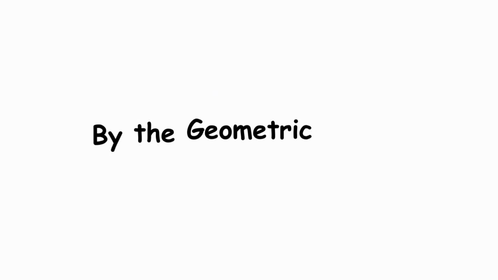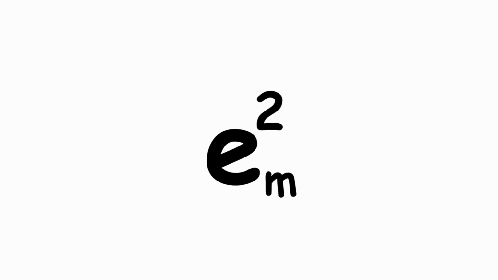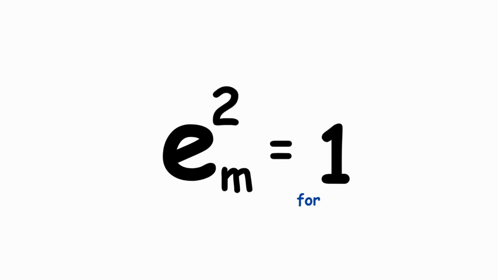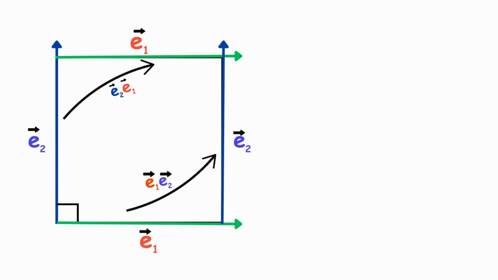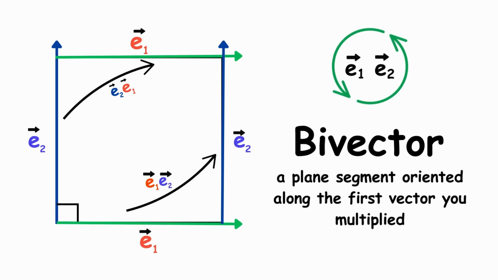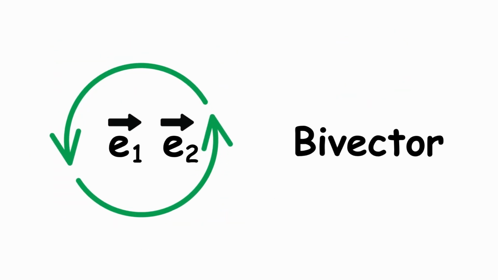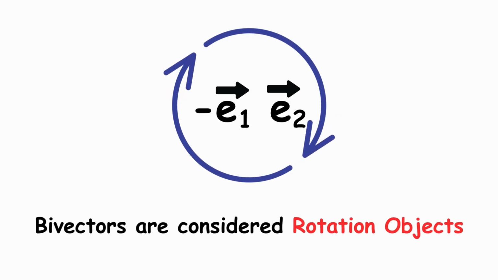We have three perpendicular unit basis vectors, e1, e2, and e3. By the geometric product, which is associative but not commutative, e_m squared equals 1 for all m, and e_m e_n equals negative e_n e_m for all m not equal to n. Multiplying two different ones gives you a bivector, a plane segment oriented along the first vector you multiplied. Negating a bivector flips its orientation. Bivectors are considered rotation objects.